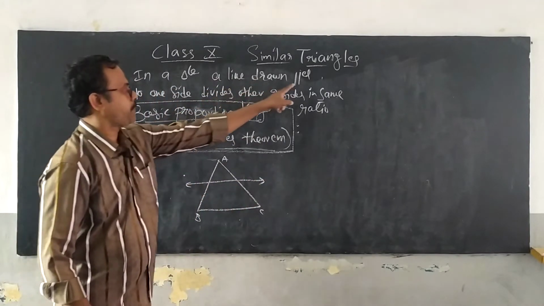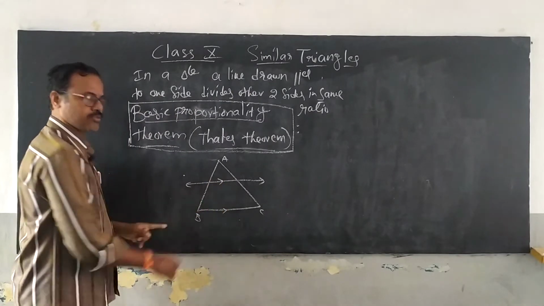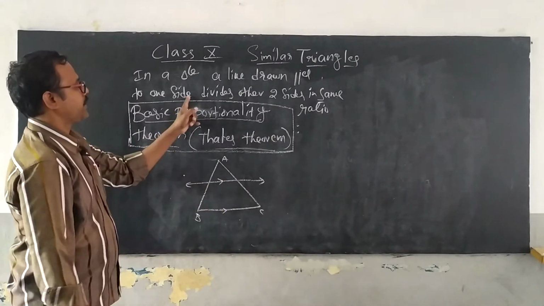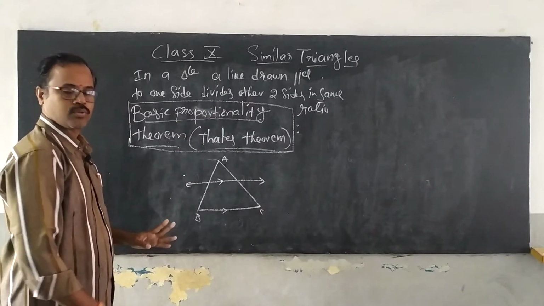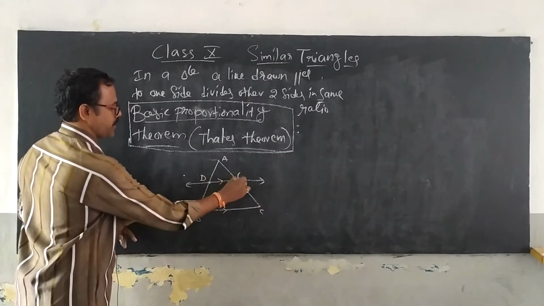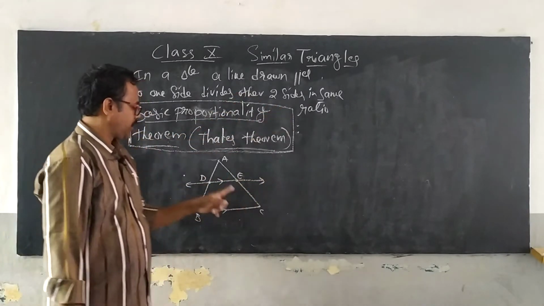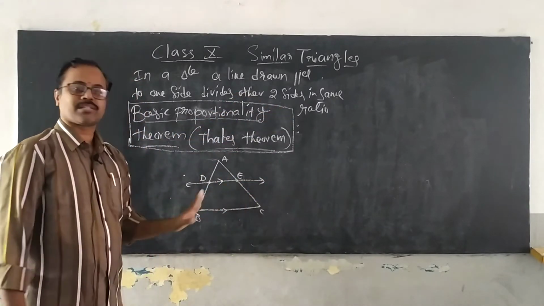A line drawn parallel to one side. That one side is BC. I have drawn a line parallel to this one. It divides the other two sides in the same ratio. It is dividing the other two sides at some points. Let the points be D and E. Now we have to show that these two parts are in the same ratio.